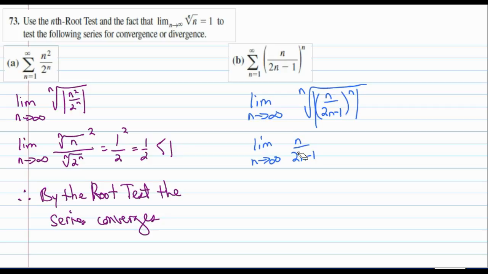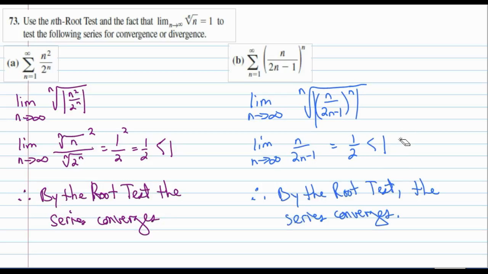And as n does approach infinity, the nth root and the nth power cancel each other out. So as n approaches infinity, I get infinity over infinity, use L'Hopital's, and I have 1/2, or that's just a basic limit that simplifies either way. And that's less than 1. So again, by the nth root test, this series converges.